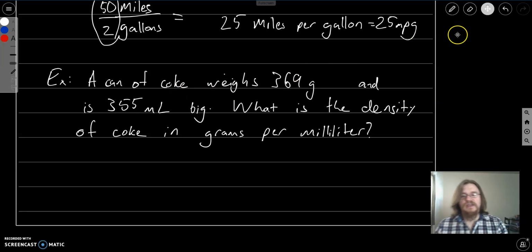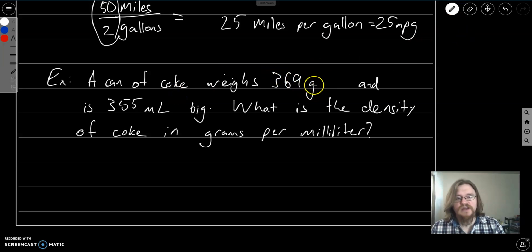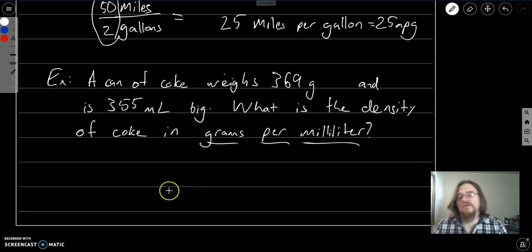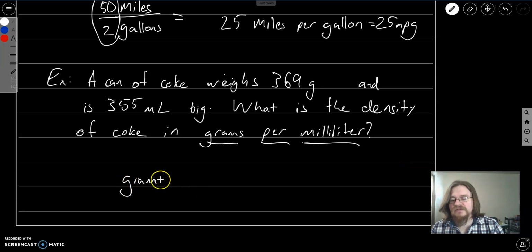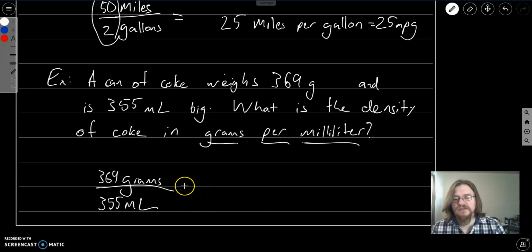So here, a can of Coke weighs 369 grams. G is usually the abbreviation for gram, and it is 355 milliliters big. So this is how much space it occupies. So the question is, what is the density of Coke in grams per milliliter? So grams per milliliter, we know what this means. This means that we're going to take grams and we're going to divide it by milliliters. So again, we have 369 grams and we're dividing by 355 milliliters.